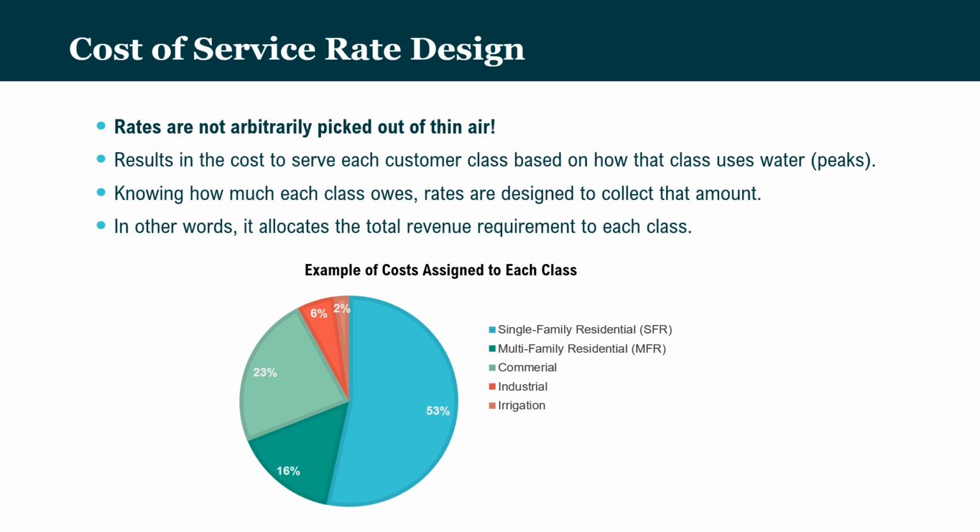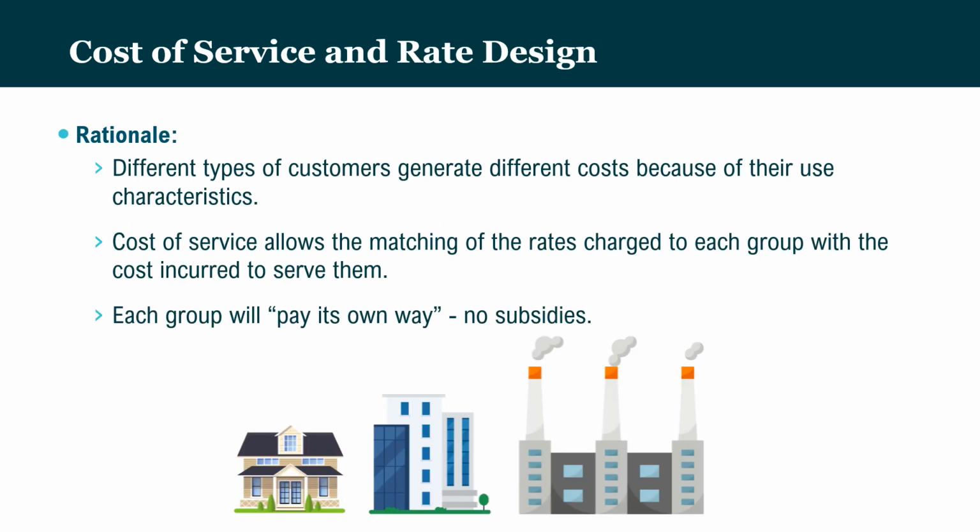We know how much each class owes from the cost of service, and when we take the fixed charges and the new rates, we multiply them by all customers and end up with the cost to serve each class. When you multiply by all the customers, we end up with the utility's total revenue requirement. Different types of customers generate different costs because of their use characteristics. Each customer group must pay their fair share and can't be required to pay the costs incurred by another group. For example, residential customers can't be required to pay more so commercial customers can pay less, or vice versa.